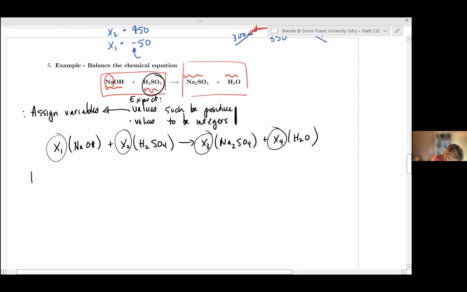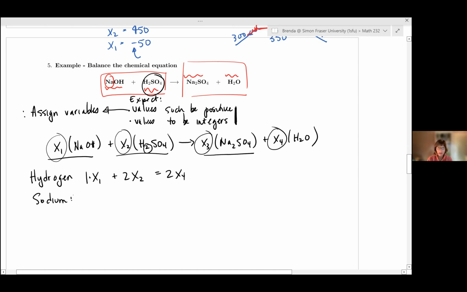So let's for example take a look at hydrogen. We have some number of hydrogen from this term right here. That's going to be x1, and there's 1 of them, so x1 times 1. And then we look here, how much hydrogen do we get here? We get 2. So for every x2 that we put in there, we get 2 x2 hydrogens. And then on the output, there's no hydrogen there, so we have no x3 term, and then we get 2 x4. So we write out the equation for hydrogen. We write it out for sodium.